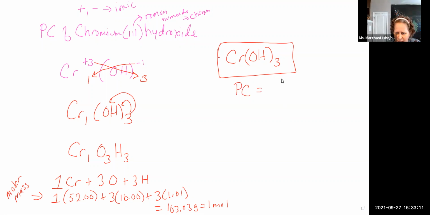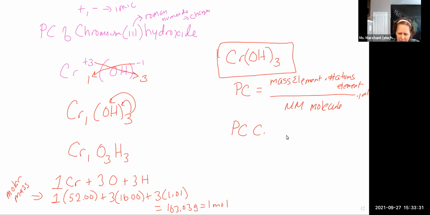Percent composition is the mass of the element times the number of atoms of that element all over the molar mass of the whole molecule times 100%. So if I want to do the percent composition of chromium, it would be the mass of the chromium times 1, so 52.00 over the molar mass of the whole thing times 100%.